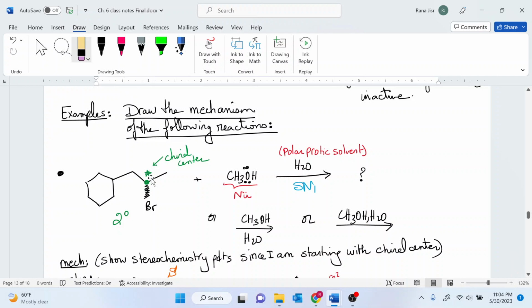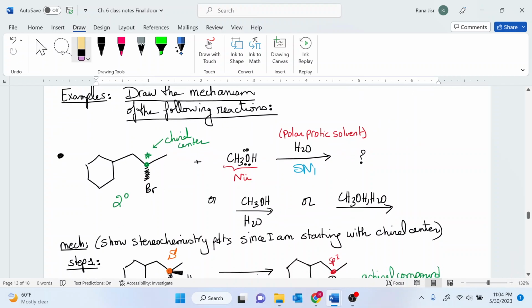Let's have another example here. Starting with a secondary alkyl halide, I'm using a weak nucleophile and I'm using my solvent. As I said, the first reagent that you see is going to be your nucleophile. The second one is going to be your solvent. Not every time you're going to see a solvent in the SN1 reaction. If you don't see a solvent, then use the nucleophile in two roles, as a nucleophile, and in the last step, use it as a solvent.